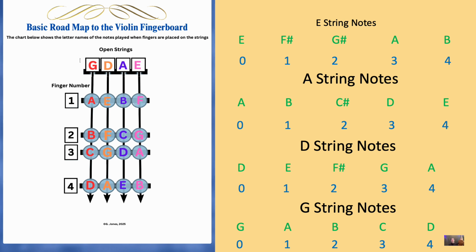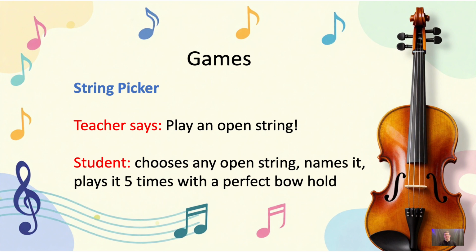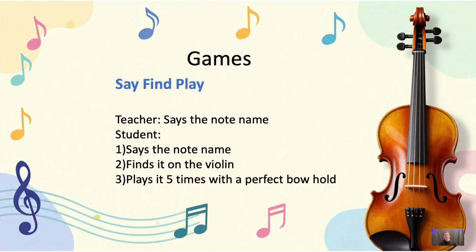Now, there are several games that we are going to do in class, and you're more than welcome to try some of them at home so you can get better at identifying your notes. One of the games is called String Picker. So, the teacher will say, play an open string. The student will choose any open string. They will say the name of the open string, and then they will play that open string 5 times with a perfect bow hold.